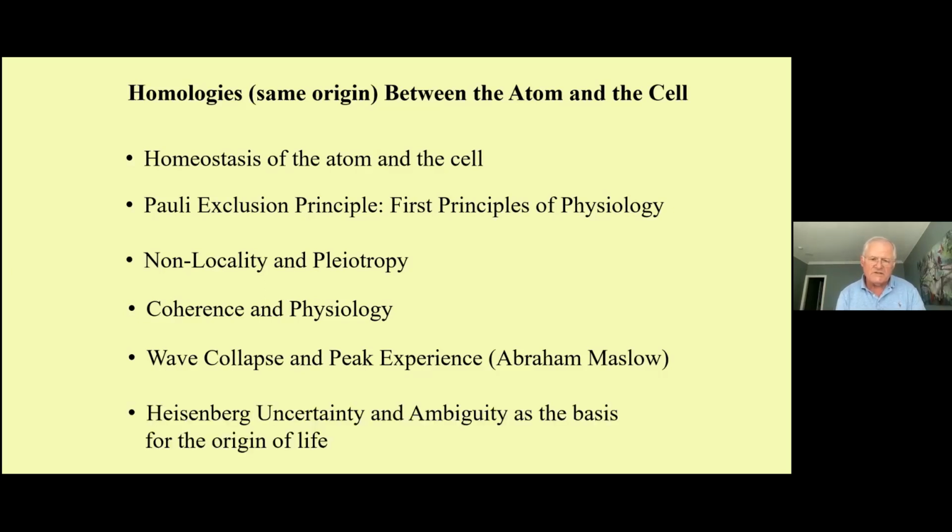And the Heisenberg uncertainty principle and ambiguity are the basis for the origin of life. I use the term ambiguity for the origin of life in the micelle, because you have negative entropy within the cell and positive entropy outside of the cell. So that's an ambiguous state. And that's much like Heisenberg in the sense that the ambiguity is problematic in terms of the physics, but in terms of biology, it's what drives biology.